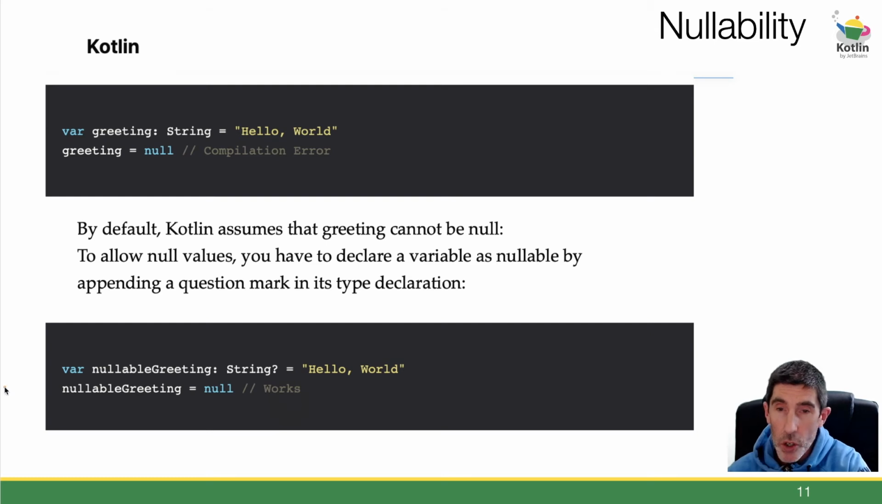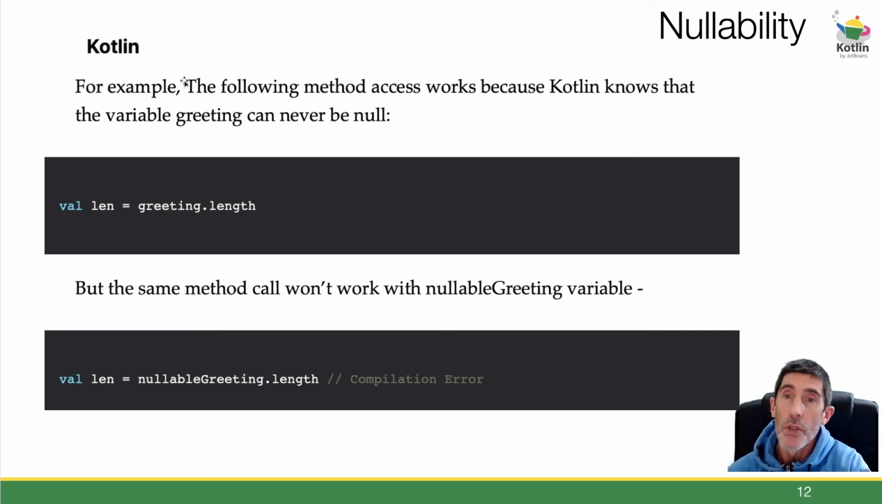So if we look at taking that example a little bit further, for example, the following method at access works because Kotlin knows that the variable greeting can never be null. So we don't need to wrap this up in some kind of checks, just making sure that maybe it will be null, maybe it won't.